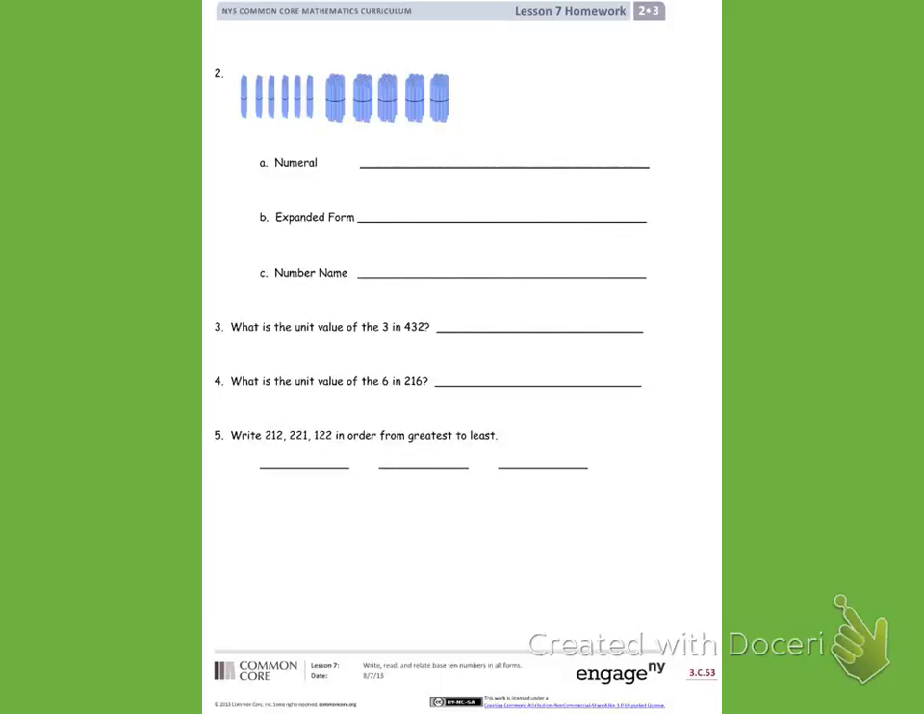Module 3, Lesson 7's objective is to write, read, and relate base 10 numbers in all forms. Problem 2 is done exactly the same way as problem 1 on the opposite side of the page. This time they are including bundles of 10 first. So you should circle each bundle of 10 and label it with the number 10 like this.